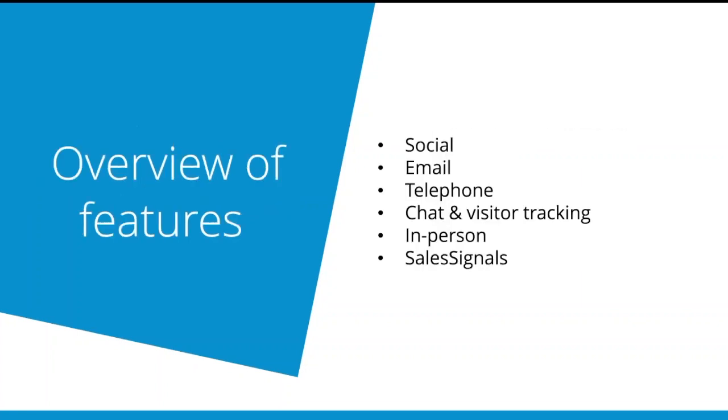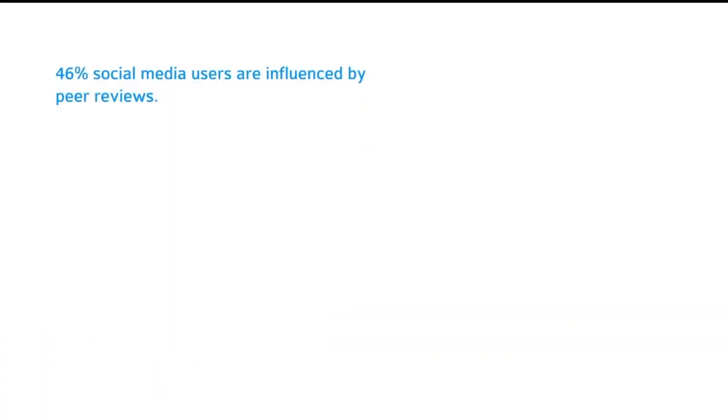Like I already stated, in this webinar, we will be focusing on all the features that fall under the multi-channel category, except for email. Since email is a wide subject, there is a webinar focused on email alone on the 30th. In that webinar, other than the email integration, you'll also learn about the sales inbox, which is a new feature focused on salespeople. So today we will be seeing social, telephone, chat, in-person, and sales signals, which is our new feature. So these are the current statistics.